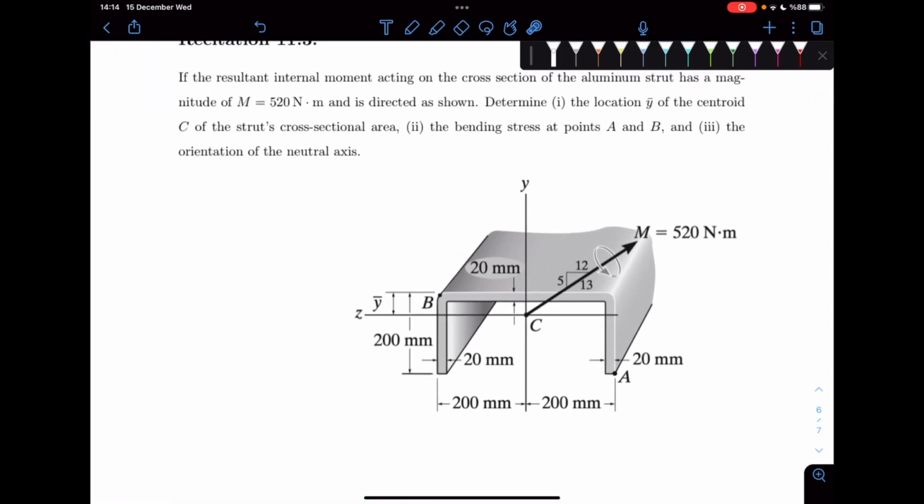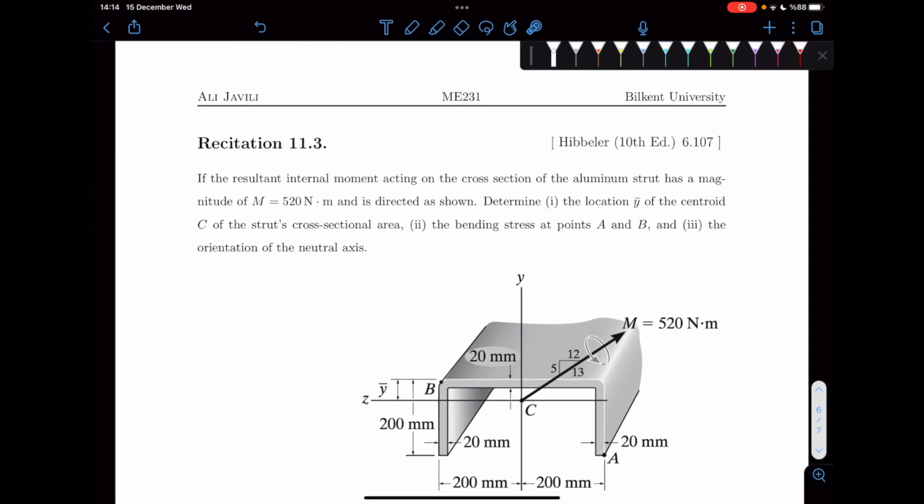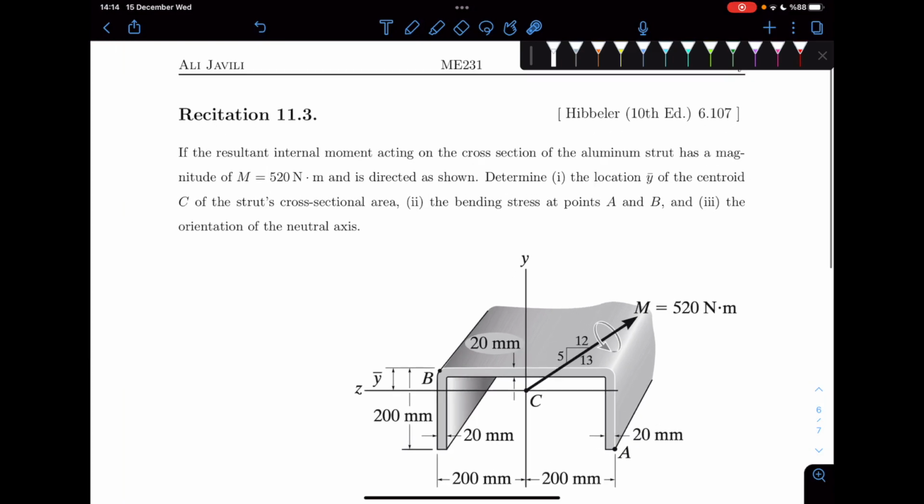The third exercise is the following. If the resultant internal moment acting on the cross-section of the picture has the magnitude of 520 Newton meter and is directed as shown, so you have this. Determine the location of y bar of centroid, the bending stress at points A and B, and the orientation of the neutral axis.